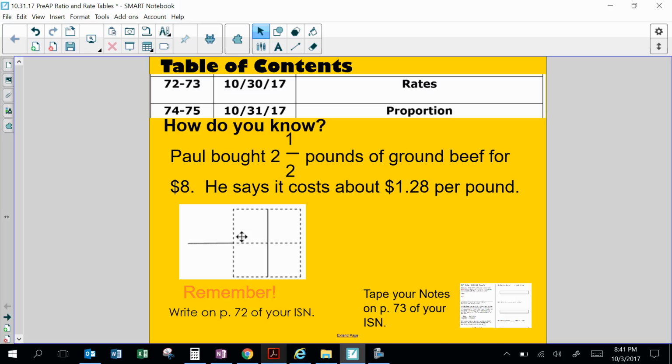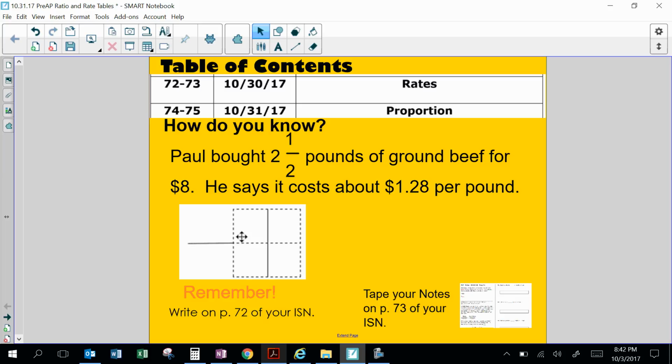Paul bought 2.5 pounds of ground beef for $8. He says this costs $1.28 per pound. That means it costs $1.28 for every pound, for each pound. Is he correct?